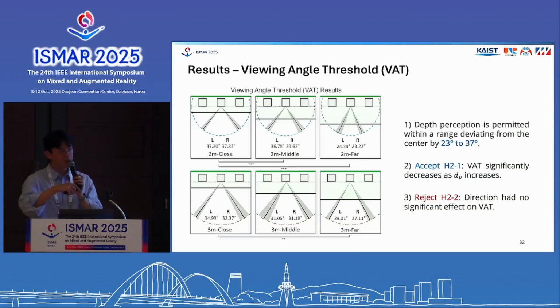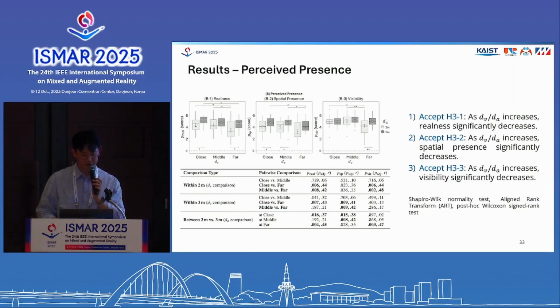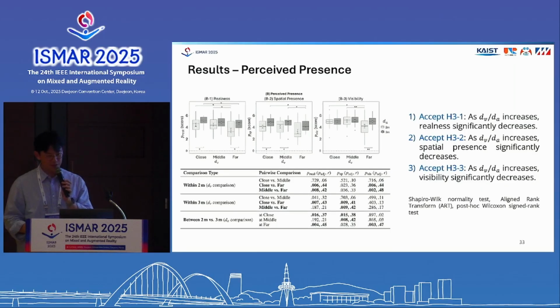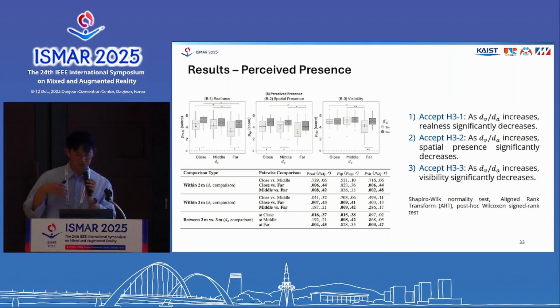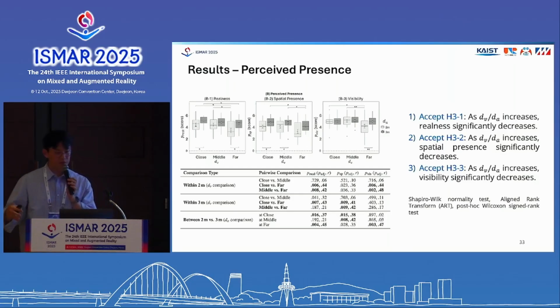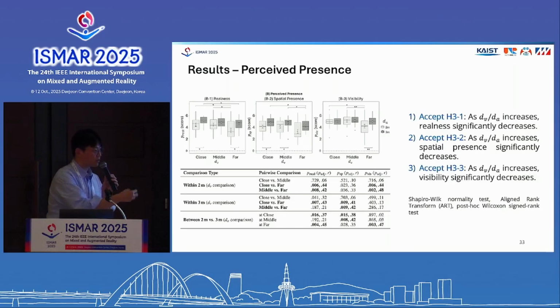After conducting this, we also did an interview, and most participants said that when they crossed the limit of their threshold, they immediately lost their depth perception. It's not gradually decreasing, but lost quickly and immediately. So that was quite an interesting finding. And the last one, the perceived presence: we can accept that realness, spatial presence, and visibility all decrease when users go closer to the wall display.